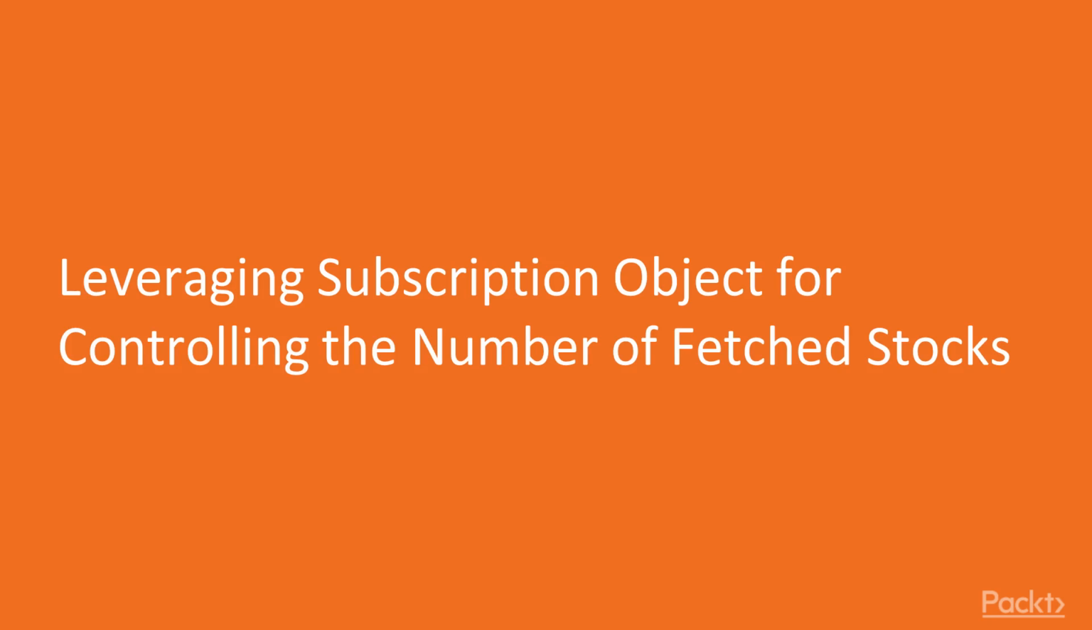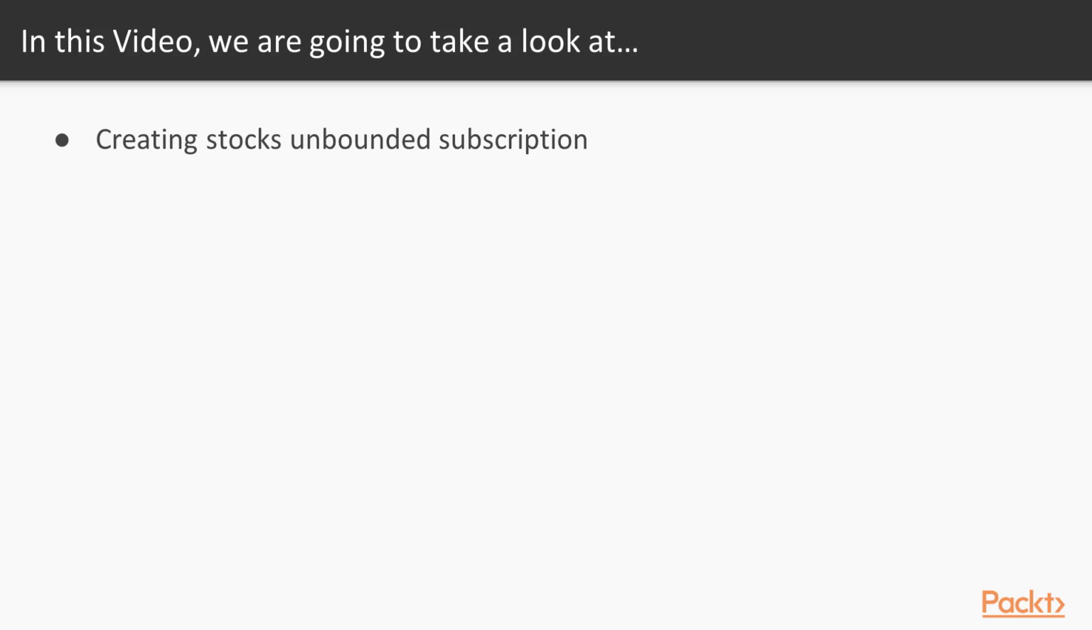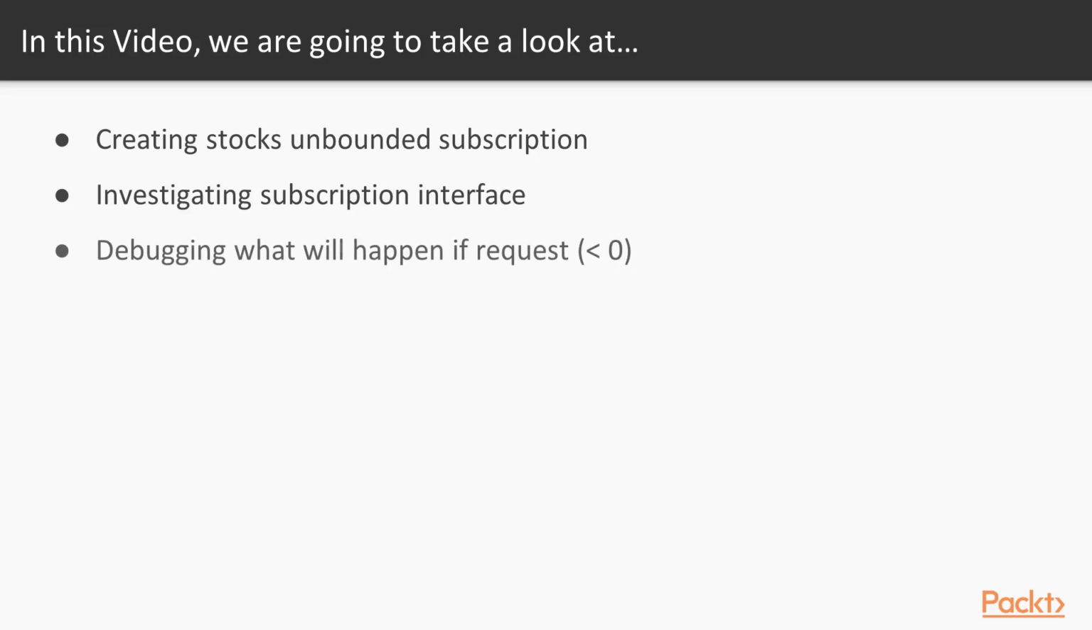And this is the first video, in which we'll be leveraging the subscription object for controlling the number of fetched stocks. So firstly, we'll be creating a stocks unbounded subscription. We'll see how such a subscription works. We'll be investigating the subscription interface, and also we will debug what will happen if the request is less than 0, so if you are requesting less than 0 elements in our subscription.